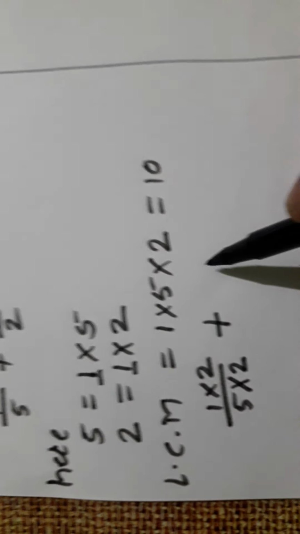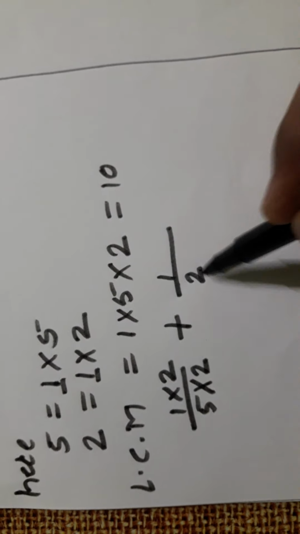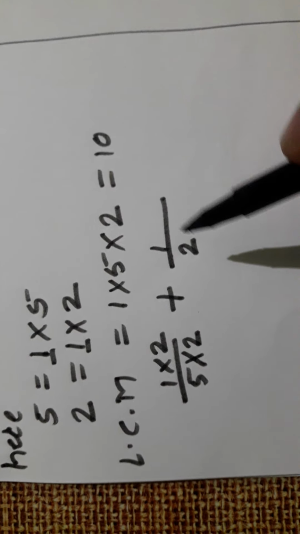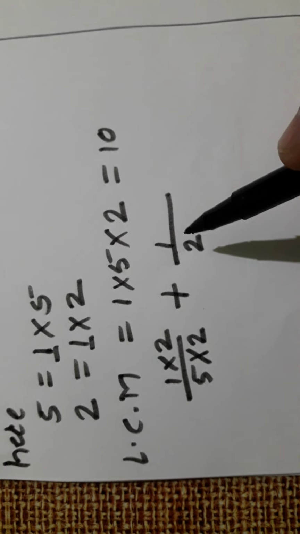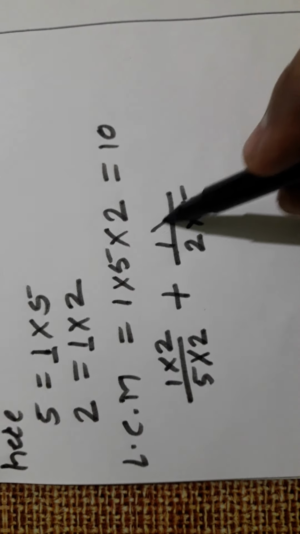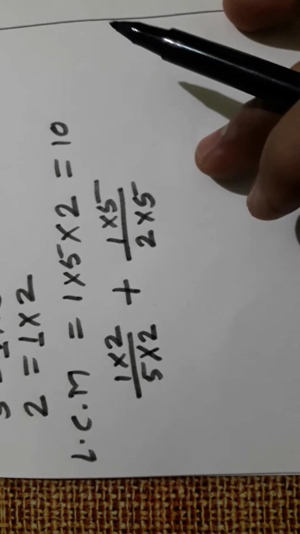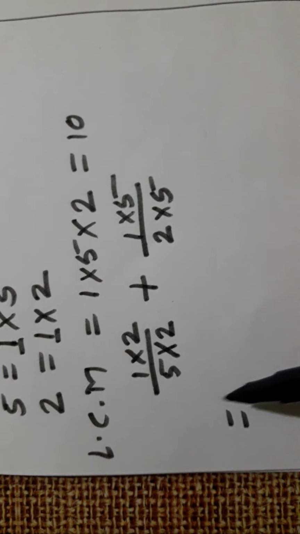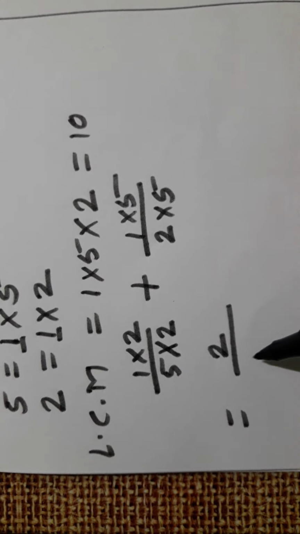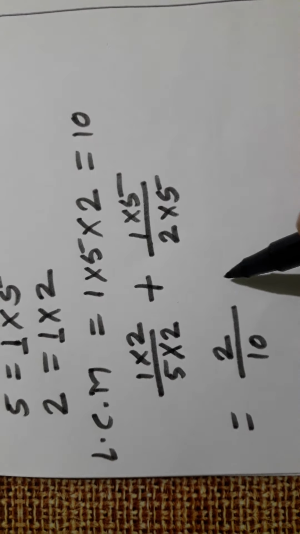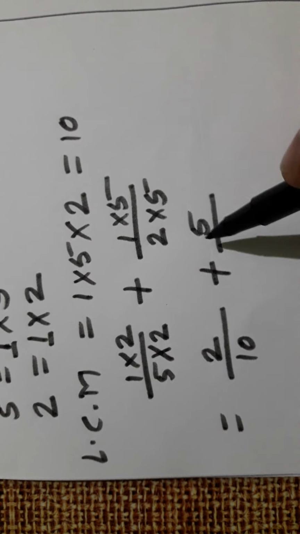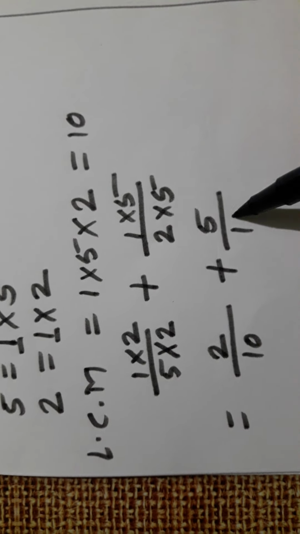Which is the next fraction? 1 upon 2. Now we are going to convert this 2 into 10. Then which number do we have to select to multiply this 2? That will be 5. We have to multiply the numerator also. Okay. Next, 1 into 2, 2, divided by 5 into 2, 10, plus 1 into 5, 5, divided by 2 into 5, 10.